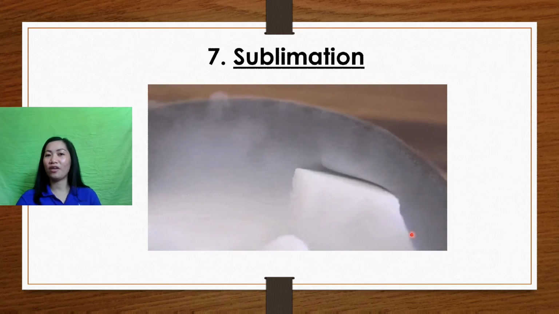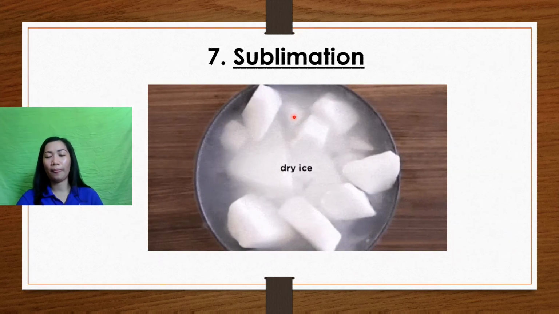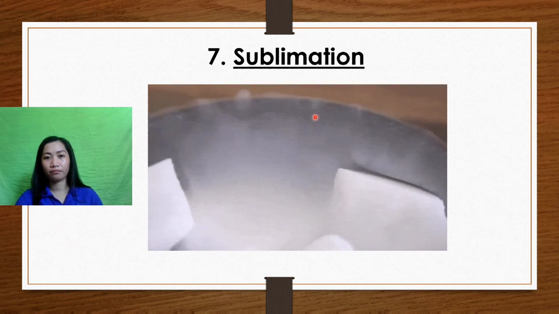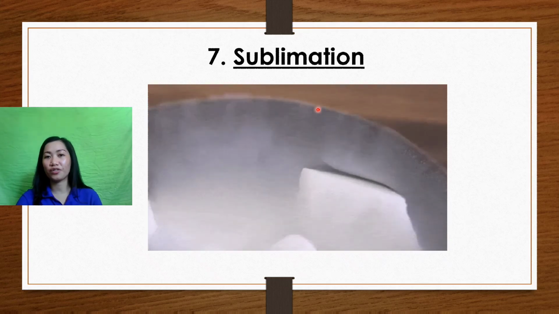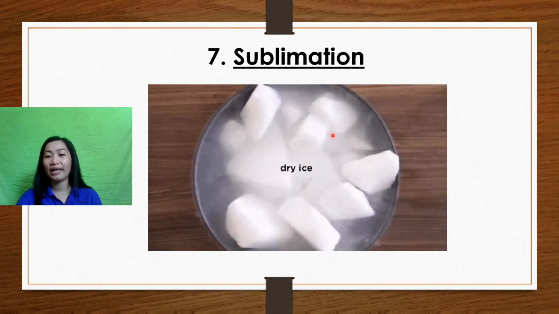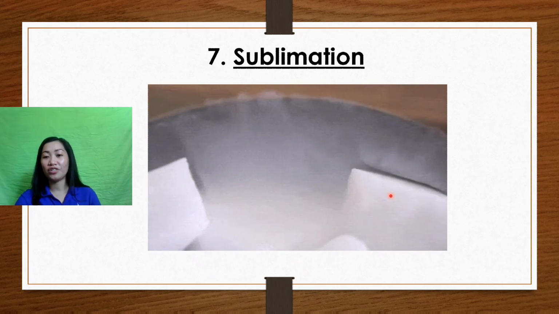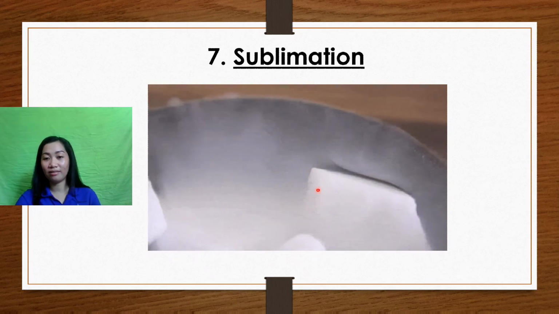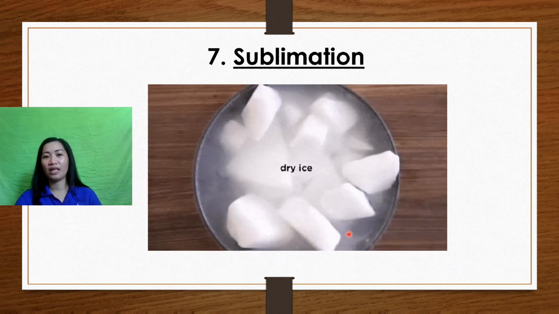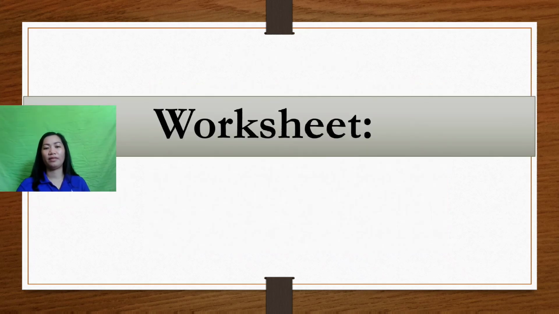And for number 7, we have sublimation. When we say sublimation, it's a mixture that contains a substance that will sublimate when heated. So we can just separate the solid when we sublimate it. Okay, sublimation.